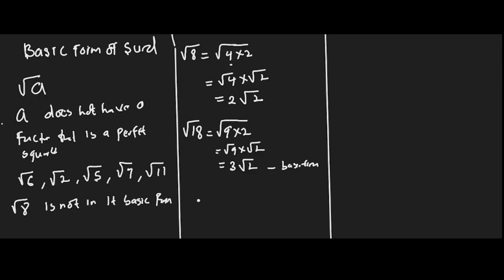Another one. If we have, say, root 50. Root 50 as well is not in its basic form. Why? Because root 50 can still be split into one perfect square and a non-perfect square, that is 25 times 2. This is going to give us 5 root 2. So root 50 is not in its basic form, but 5 root 2 is in its basic form.